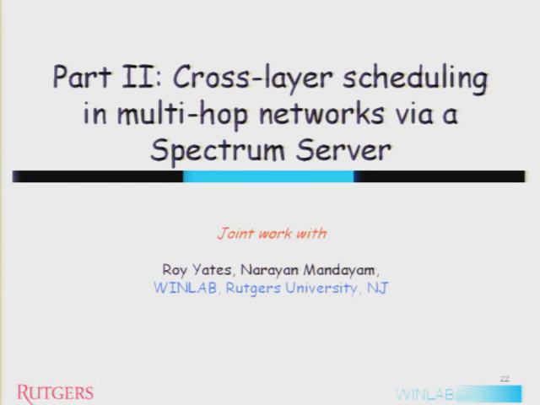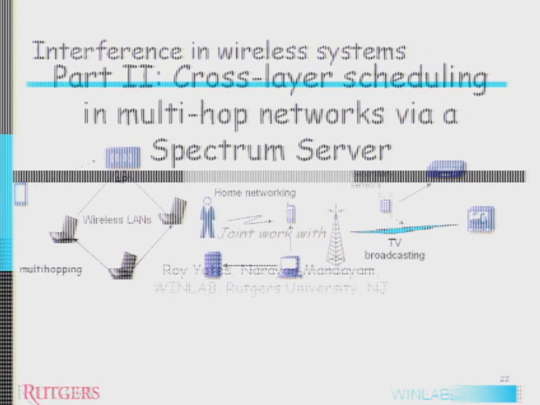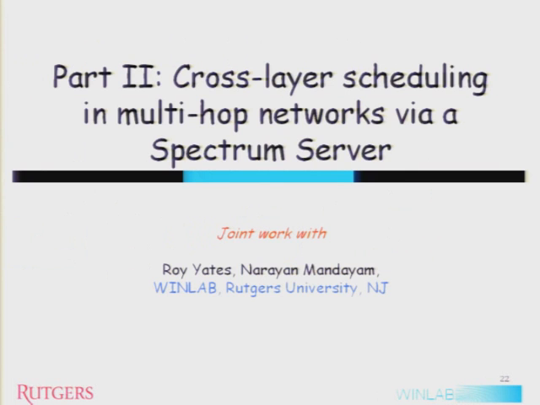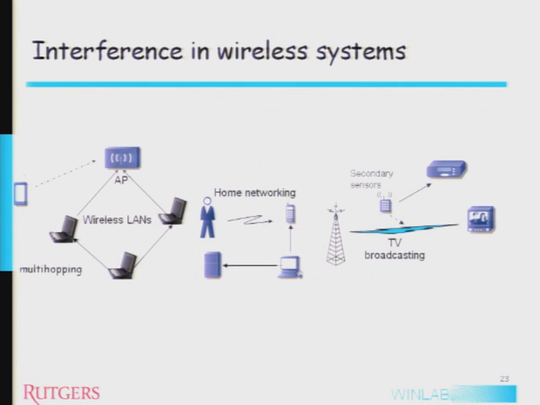Okay, so I'm going to talk about the second part, which is basically scheduling in multi-hop networks. This is joint work with Roy and Narayan. Basically, if you see interference in wireless network systems, there are a lot of different kinds of networks: wireless LANs, home networks, and also this latest trend, which is sensors and cognitive radios.